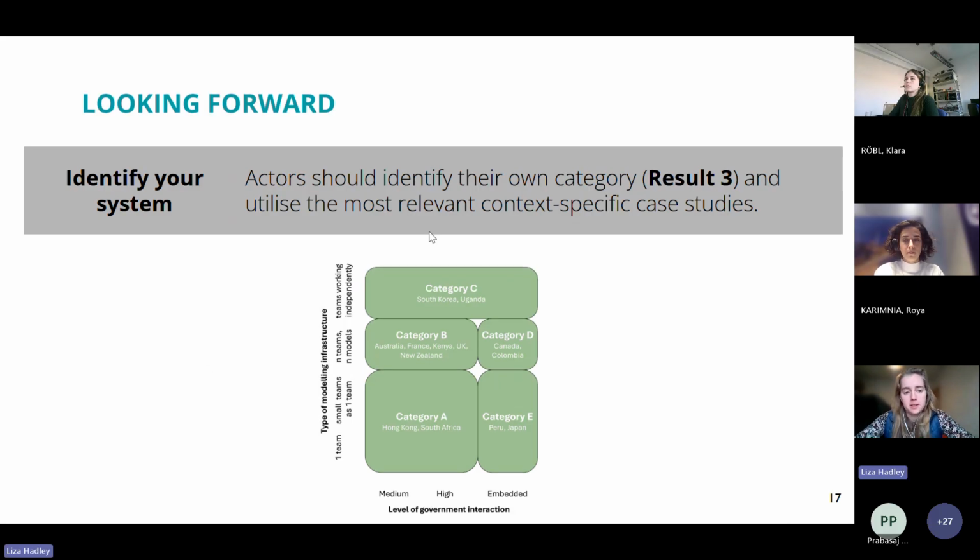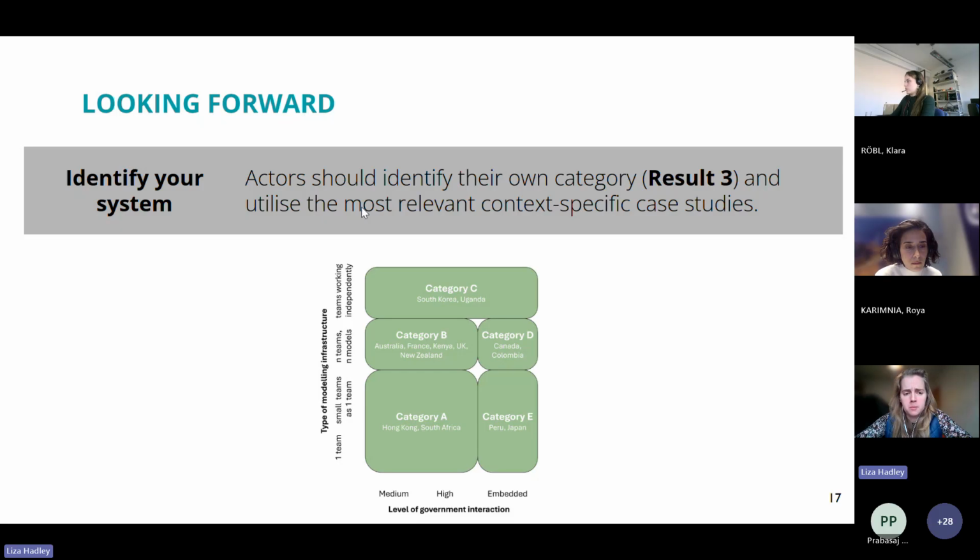So these are the paraphrased, shortened versions to make it a bit more readable on slides. Actors should identify their own category with an example of our categorization here, and utilize the most relevant context-specific case studies. So basically what we're saying here is we didn't identify one system that was any better than any others. But what we did see is countries where the situation was similar, and experiences, challenges, and recommendations for the future were strongly aligned. And we therefore think that it could be a useful exercise to think about where your own experiences fit in, and can you look to those case studies for some recommendations of things to try and things that worked in that situation.